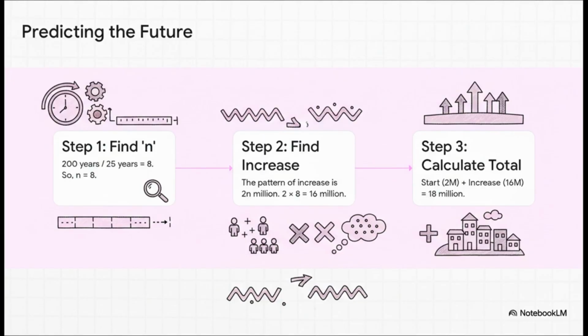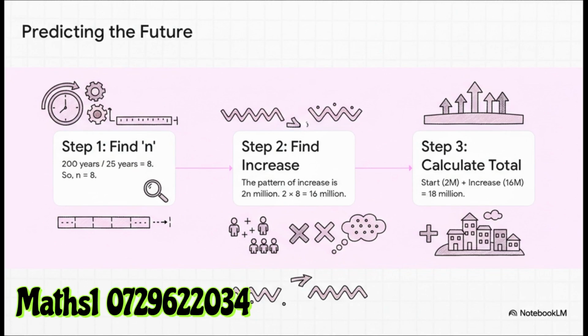The pattern happens in 25-year chunks. So 200 years divided by 25 gives us 8 terms. Our n is 8. The rule for the increase is 2n million. So 2 times 8 gives us a total increase of 16 million. Add that to the starting 2 million people, and we predict a future population of 18 million. We just used a simple number pattern to do some forecasting.